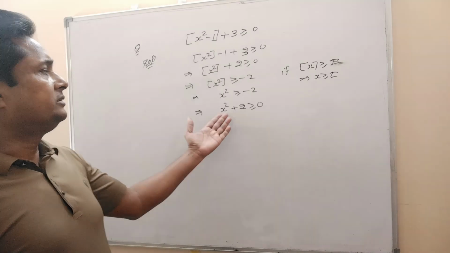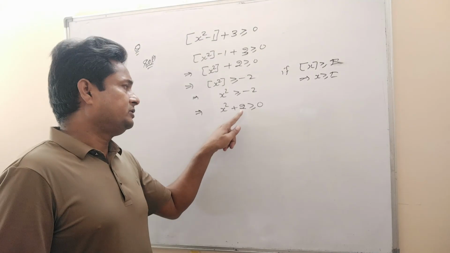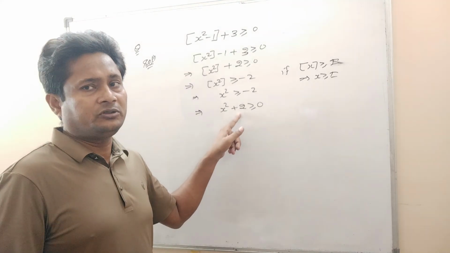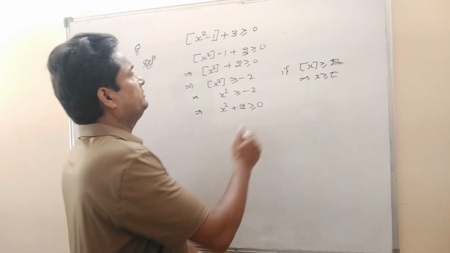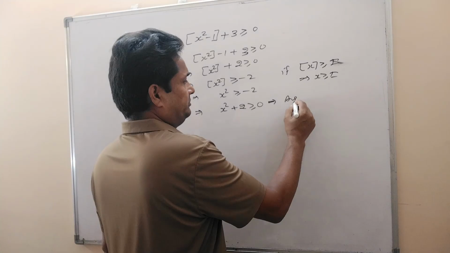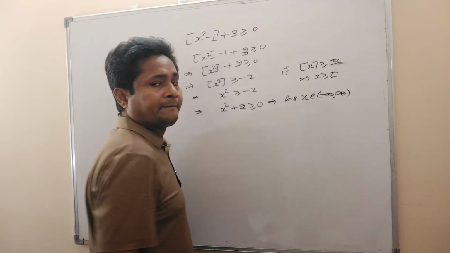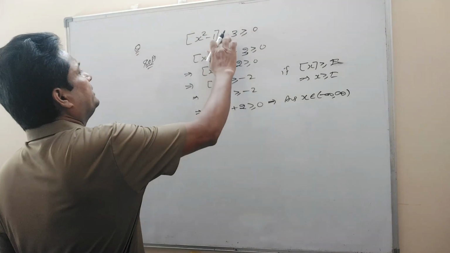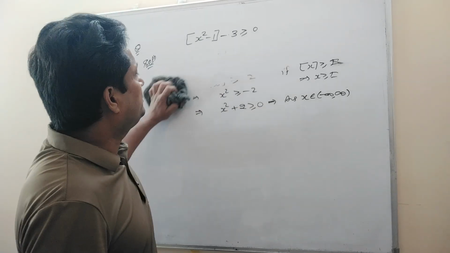Then what will be the answer for this one? This is always true because x square plus 2 will always be a positive number. This can never be negative. That means the answer will be x belongs to minus infinity to infinity. Right. Now let's say here, if I substitute here minus, then what will be the solution of this one?